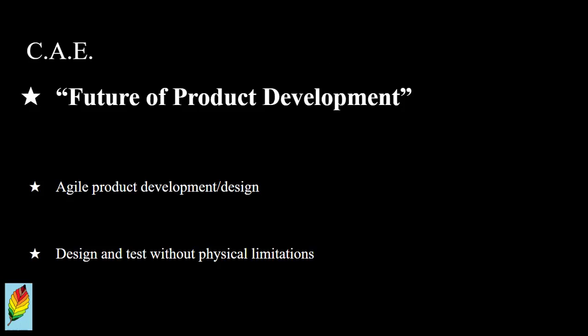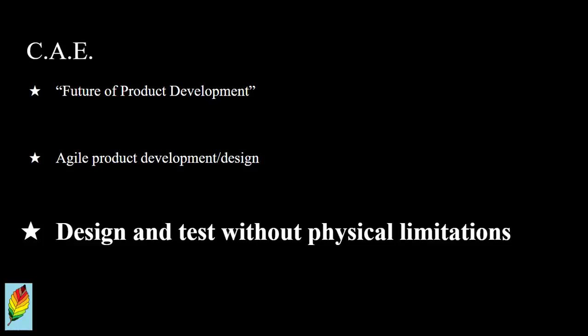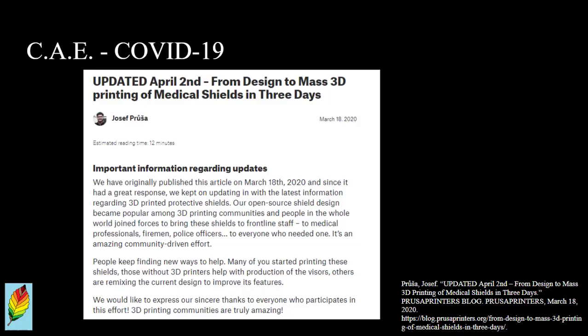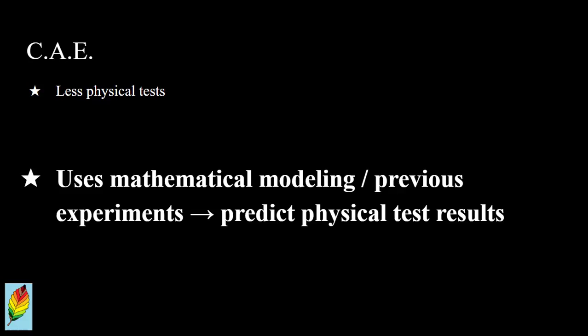Oftentimes considered to be the future of product development, computer-aided engineering enables more agile product innovation and design, by improving the availability of designing and even testing different products without completing physical tests at first. A perfect example of when CAE became vital is during the COVID-19 global pandemic, where ventilators and face shields were developed with minimal experimentation. Where previous product development and validation needed experimentation, CAE brings the ability to reduce the number of physical tests that need to be completed, by using mathematical modeling and existing experimental results of related phenomena to predict theoretical test results.